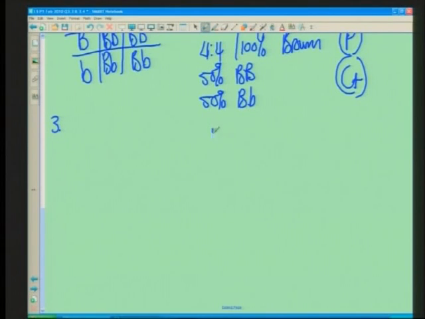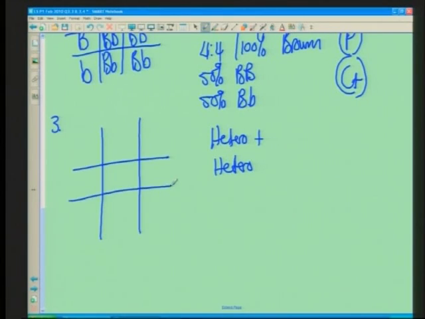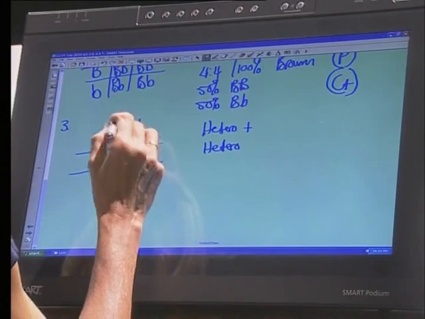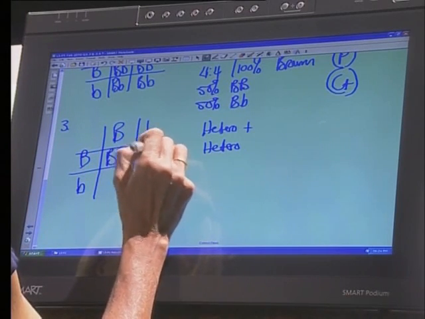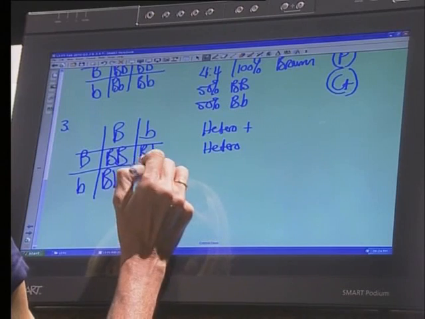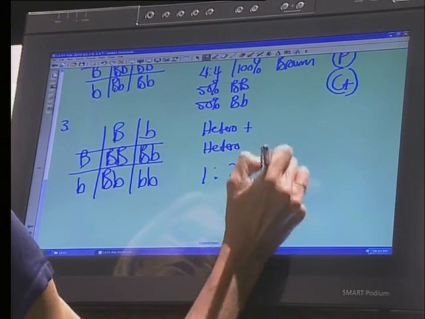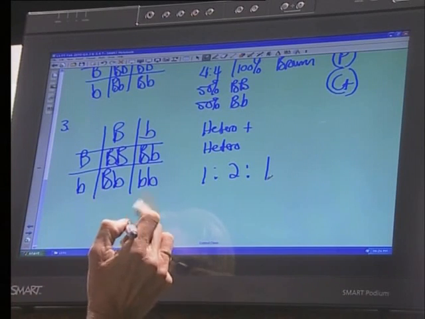The next one, number 3. I'm going to have heterozygous plus heterozygous. And this heterozygous cross is asked 90% of the time. They either ask homozygous dominant, homozygous recessive, or heterozygous and heterozygous. It's easy. Look at this. Heterozygous, capital B, small b, capital B, small b. That's going to give me capital B, capital B, capital B, small b, capital B, small b, small b, small b. It is always a 1:2:1 ratio. You see? Yes, ma'am.